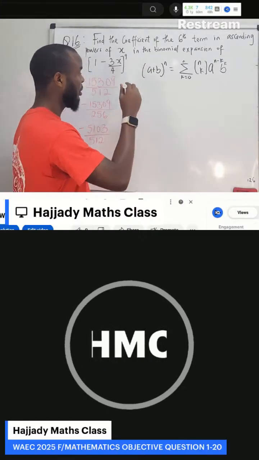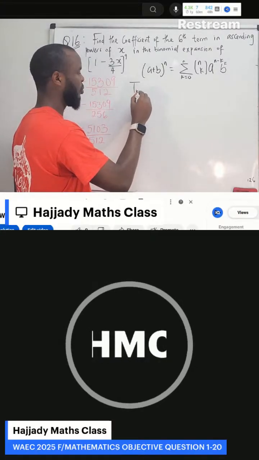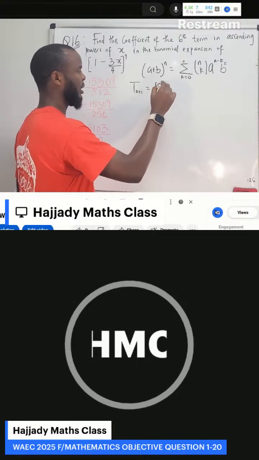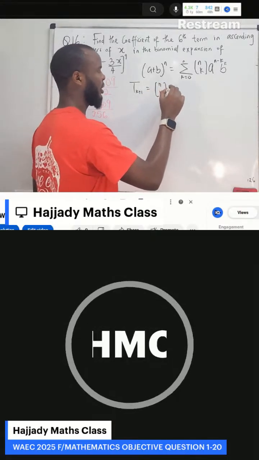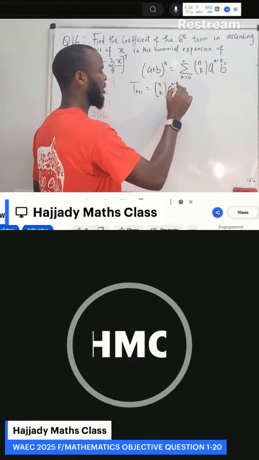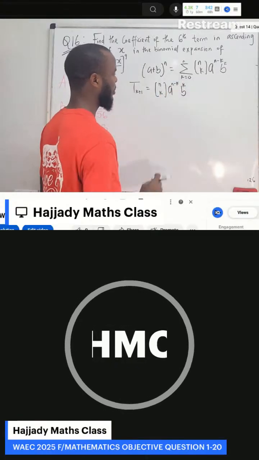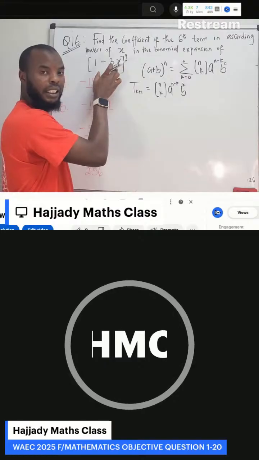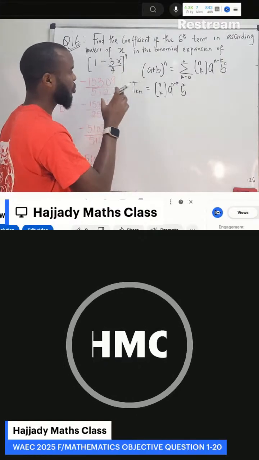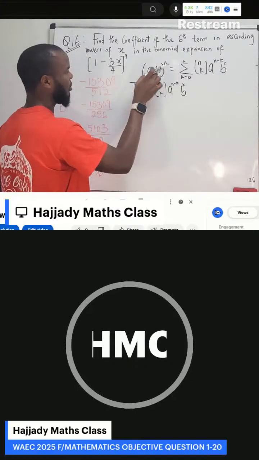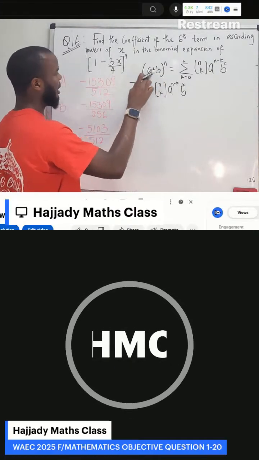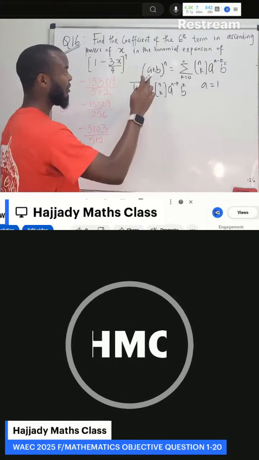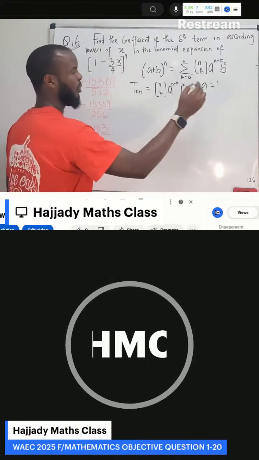And now in our case here, we have T k plus 1 for the sixth term equal to n choose k. We have a specific value of k, a to the power of n minus k and b to the power of k. Now, if you have a look at this, it's the same thing as this. So we want to make sure the coefficients are equivalent. From here, a is the same thing as 1. So we have a to be 1, and here we have b to be -3/4.